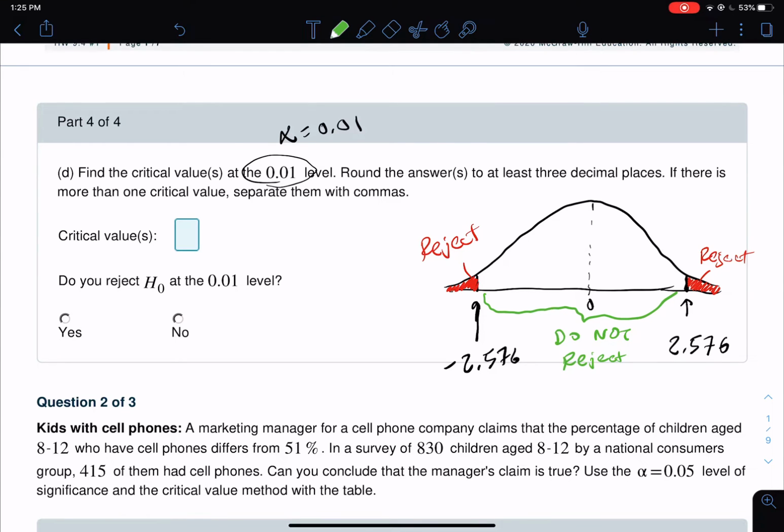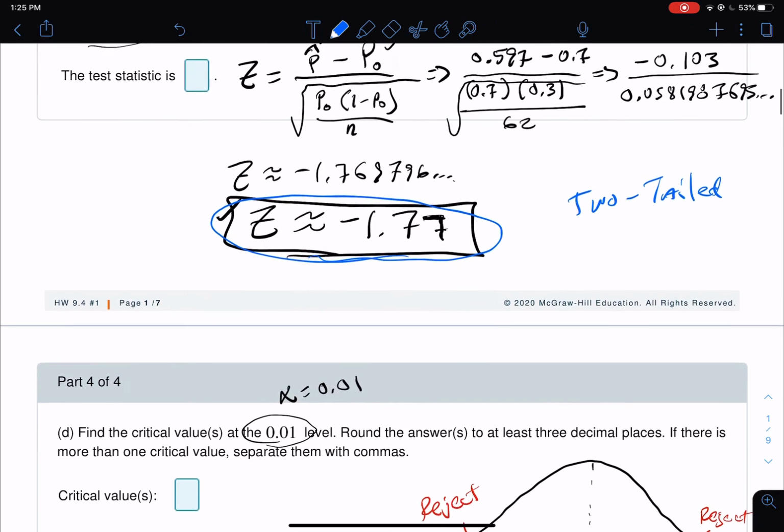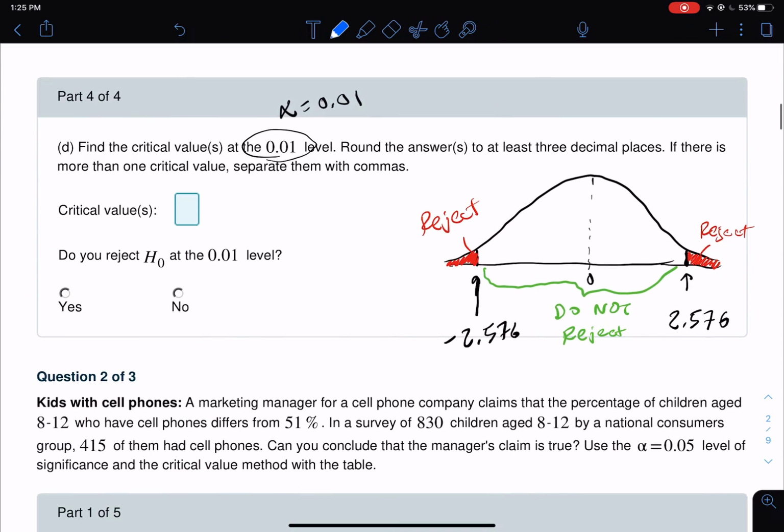Let's plot the test statistic. Okay, what was our test statistic? Go back up here, here it is right here. The test statistic is negative 1.77. Well, negative 1.77 is somewhere in here. Maybe that's not perfect, but it's good enough because I definitely know that it is not in that red reject zone. So z is approximately equal to negative 1.77, which means we do not reject.